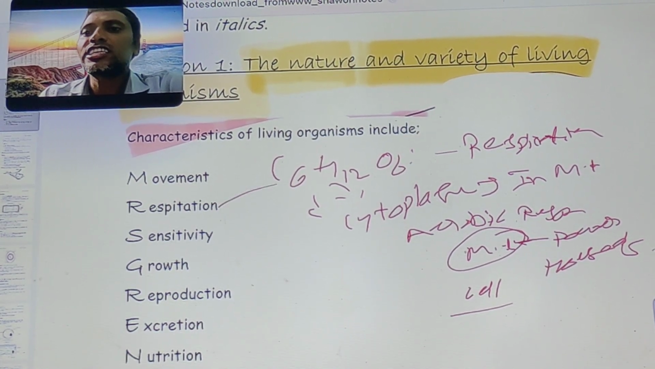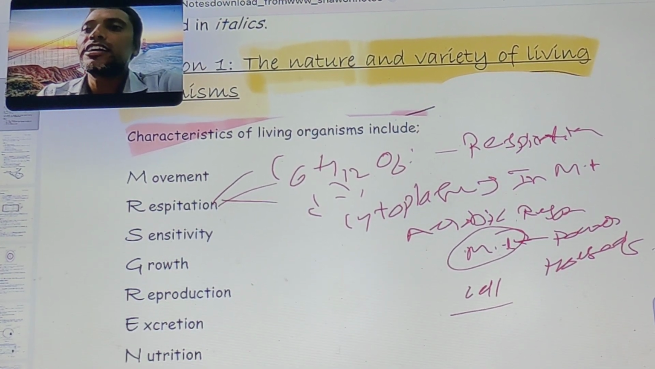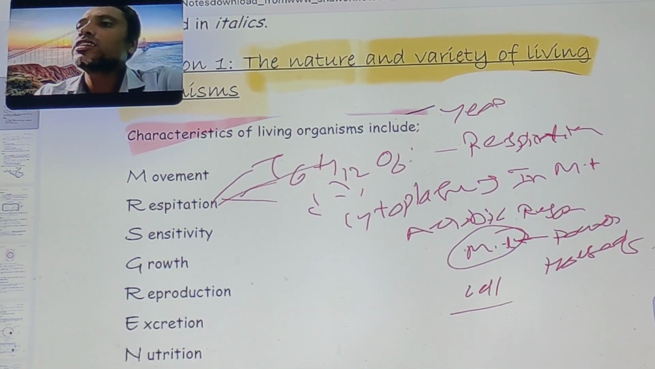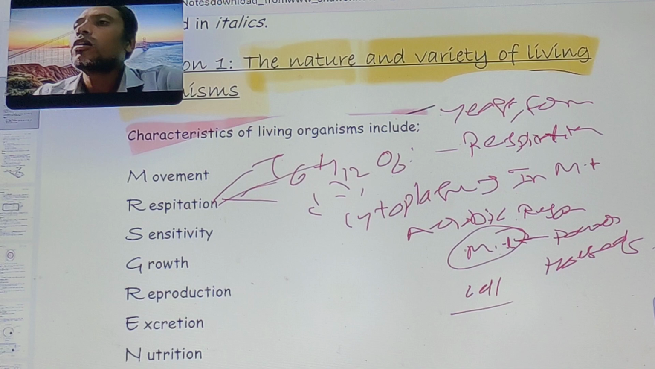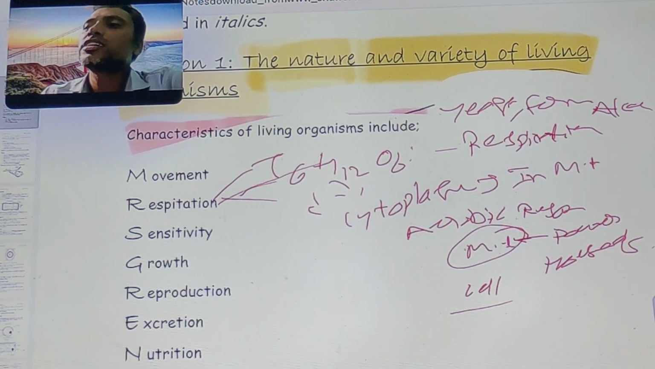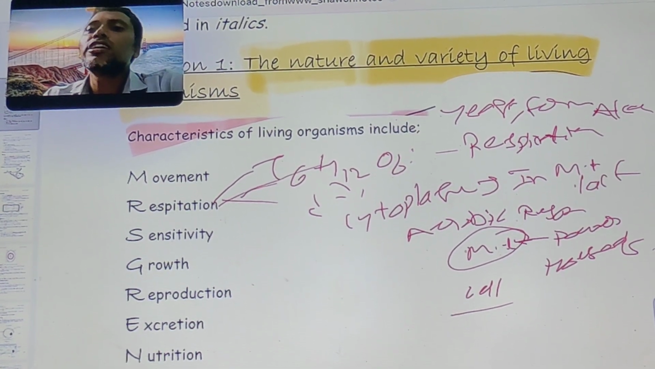The next types of respiration are aerobic and anaerobic. Anaerobic respiration occurs mainly in yeast fermentation, which is alcohol fermentation, and in our muscles, where lactic acid is produced.